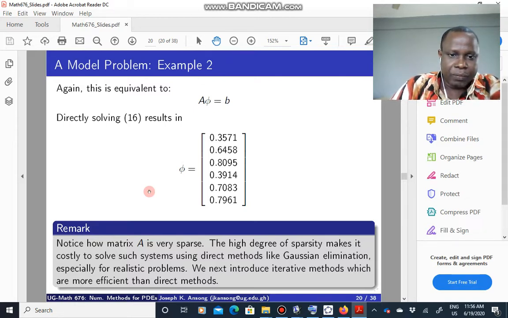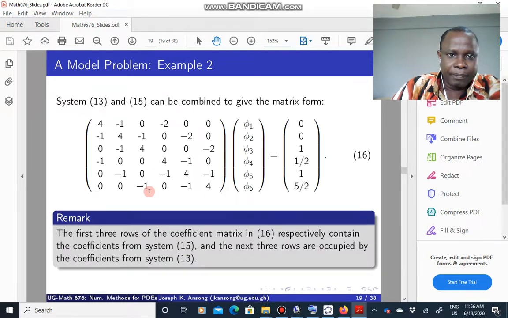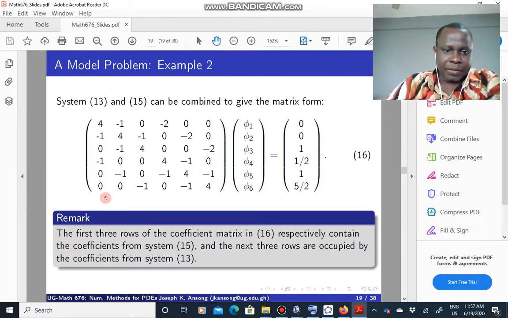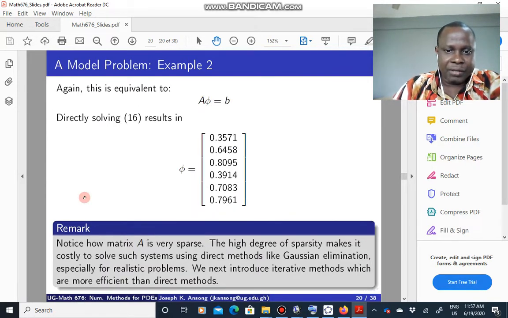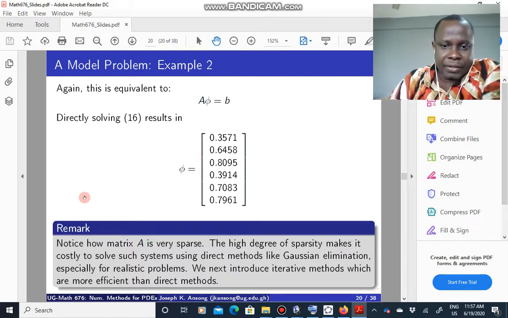Good. So now if you go back to this, note how this matrix is very sparse, right? It is not like a tri-diagonal. You don't have ones all here. You have zeros that are scattered all over the place. So it's quite sparse. Because it's sparse, if you have a large matrix, it's not efficient to solve it directly using direct methods like Gaussian elimination. Okay, it's very expensive numerically to do that.